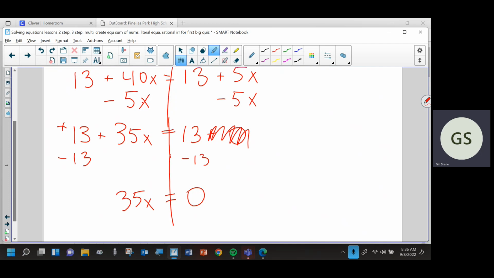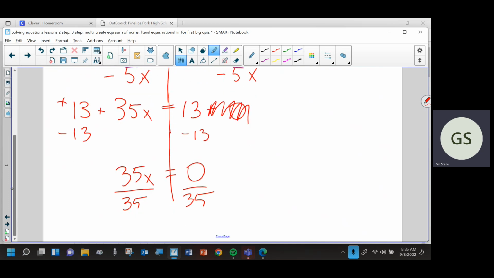35x means I am multiplying 35 times x. I need to again do the opposite. So the opposite of multiplication is divide. I still divide the right side by the 35 just to be consistent with my rule, but 0 divided by 35 is just 0.